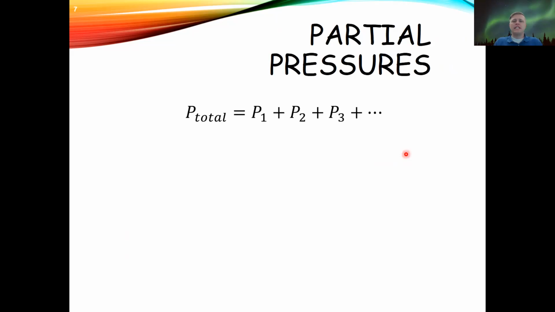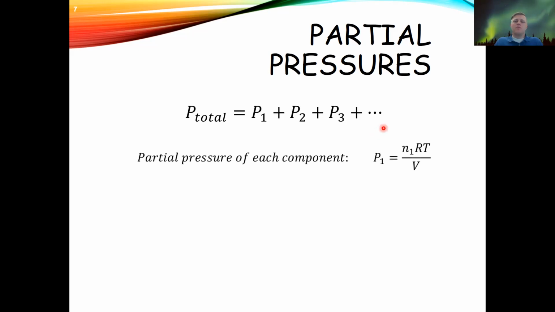All right, let's relate this partial pressure idea back to the ideal gas law. It turns out that each of these, P1, P2, P3, can be written as its own ideal gas law, where P1 is equal to N1 times RT over V. Now here's an interesting question for you. Why don't we put a 1 on the T or the V here?